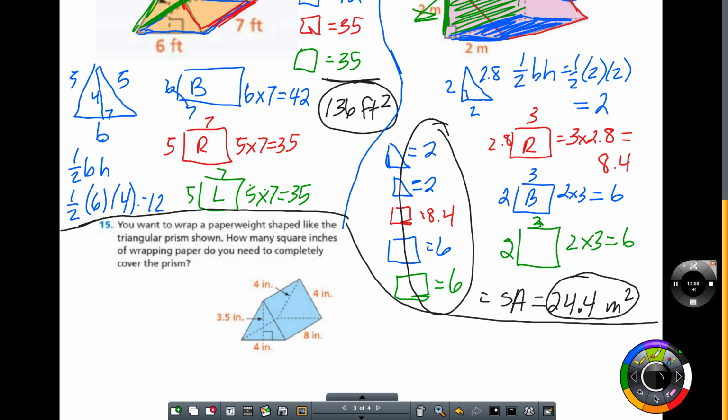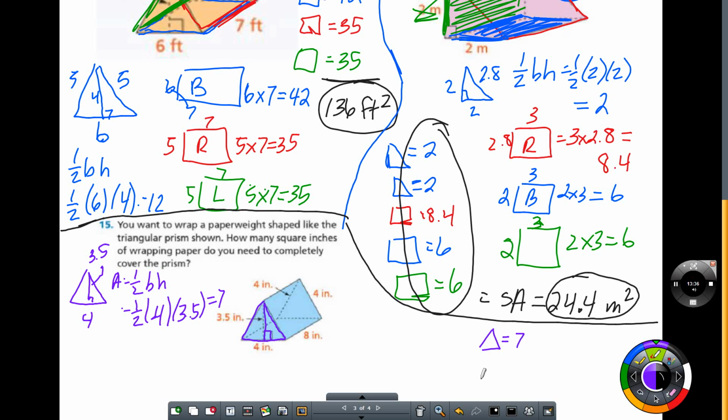Let's start with those triangles where I like to start all the time. Both the triangles are the same. Okay, that's kind of what it looks like. So if you draw it out, I see a 4 on the bottom. It tells me the height is 3.5, and those are the only things I need to find the area of the triangle. 1/2 base times height is 1/2 times 4 times 3.5, which is 7. So I'll kind of come over here and make my list. Both the triangles are 7 because they're the same.